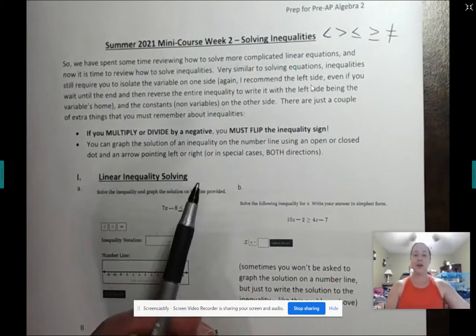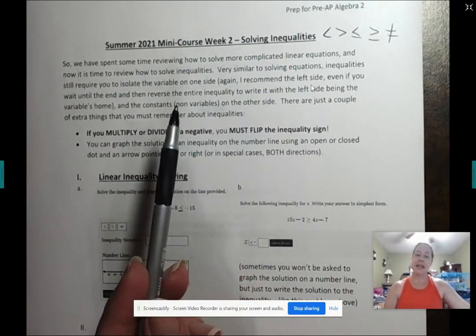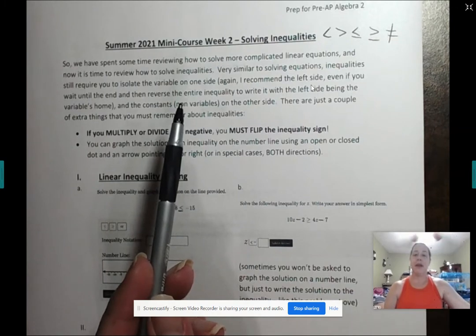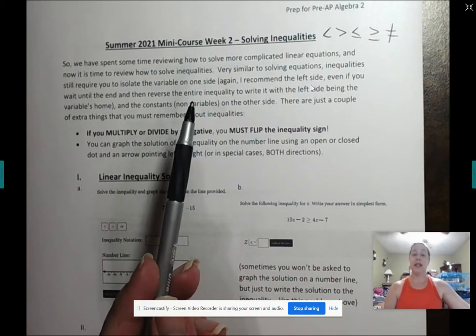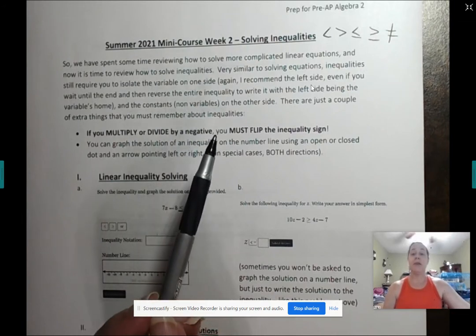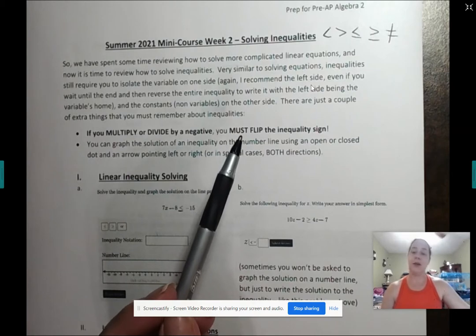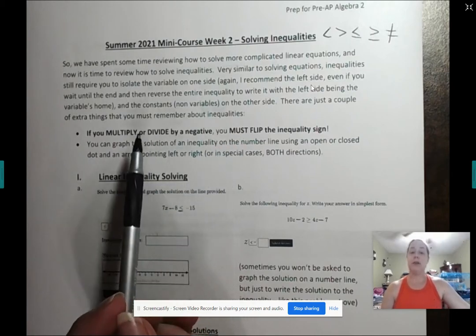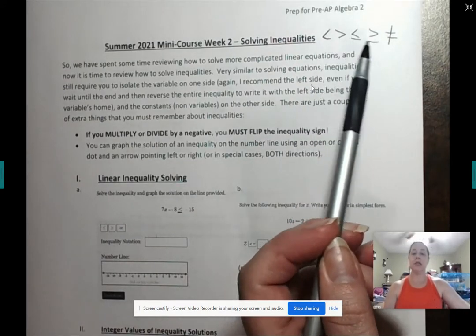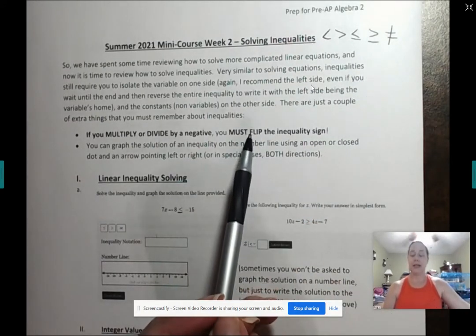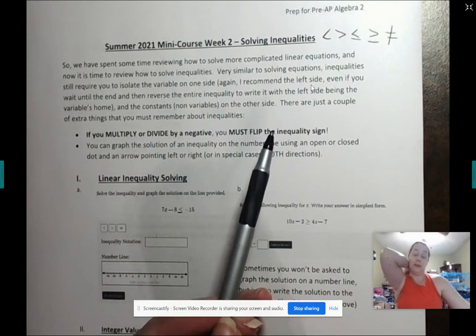All right. So what we're going to do is move the variables to the left side. You can even wait till the last minute to do that, but I recommend always writing your solutions that way. There's just a couple of extra things you have to remember about inequalities that you don't have to think about with equations. If we multiply or divide by a negative at any point with any of these symbols, we have to flip the inequality sign. It's just a mathematical rule that you have to do.